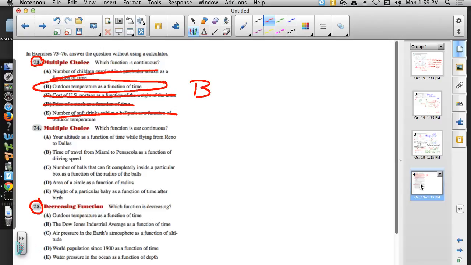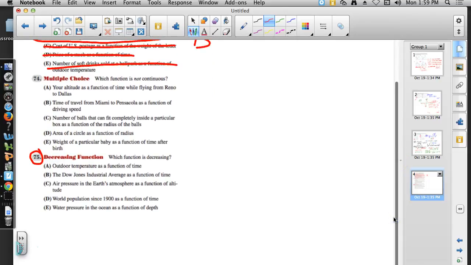And then number 75 for this one, decreasing functions. Which function is decreasing? So what we're looking for is one thing that goes up as another thing goes down. Outdoor temperature as a function of time. Well, not guaranteed. You know, we might be thinking about in Minnesota if you talk about at night, but this is outdoor temperature as a function of time. It's not always constantly going to be going down. B, the Dow Jones Industrial Average as a function of time. No, that's stocks, bonds, and that kind of thing, and that doesn't always go down.